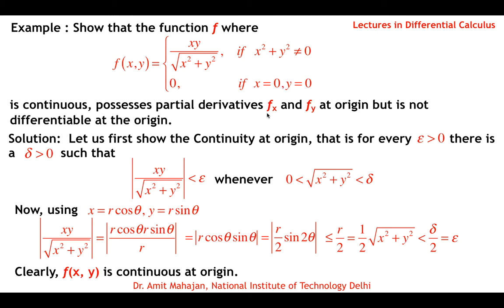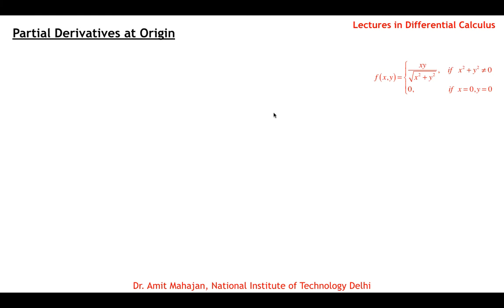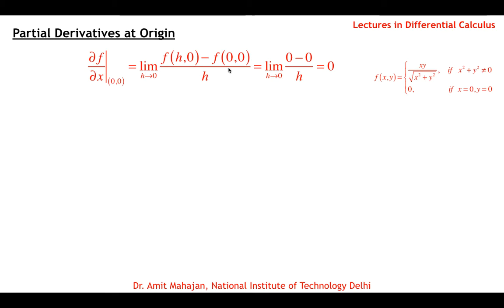Now the second is that the partial derivatives exist at the origin. By definition, the partial derivative of the function with respect to x at the origin is given by the limit as h tends to 0 of f(h,0) minus f(0,0) by h. For f(h,0), x is h and y is 0, so this condition will be satisfied, since h square plus 0 is not equal to 0, because h is non-zero. The numerator will be 0 and the denominator will be non-zero, so it will give 0. So f(h,0) is 0, minus f(0,0), which at (0,0) is also 0. So the numerator is 0, and we get the limit value as 0.